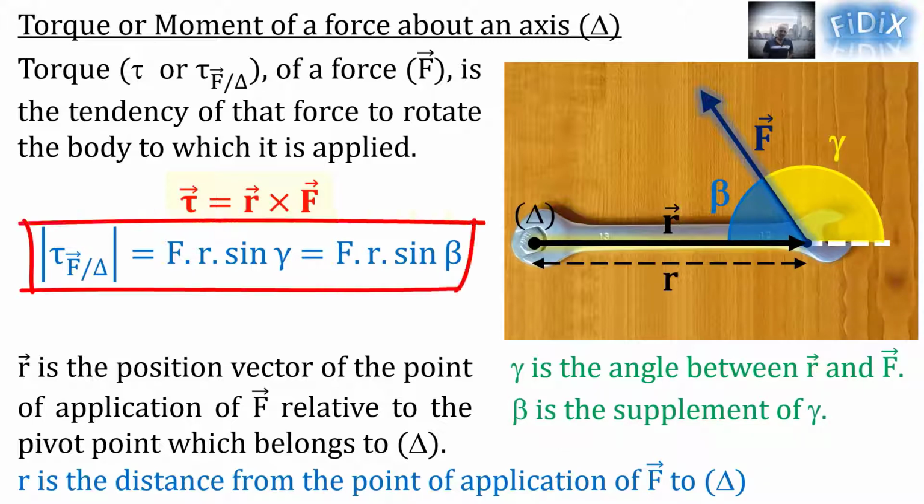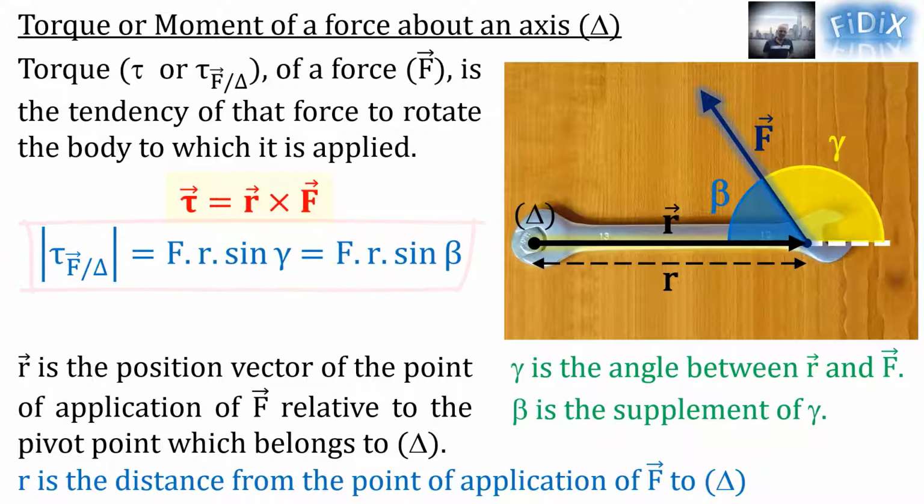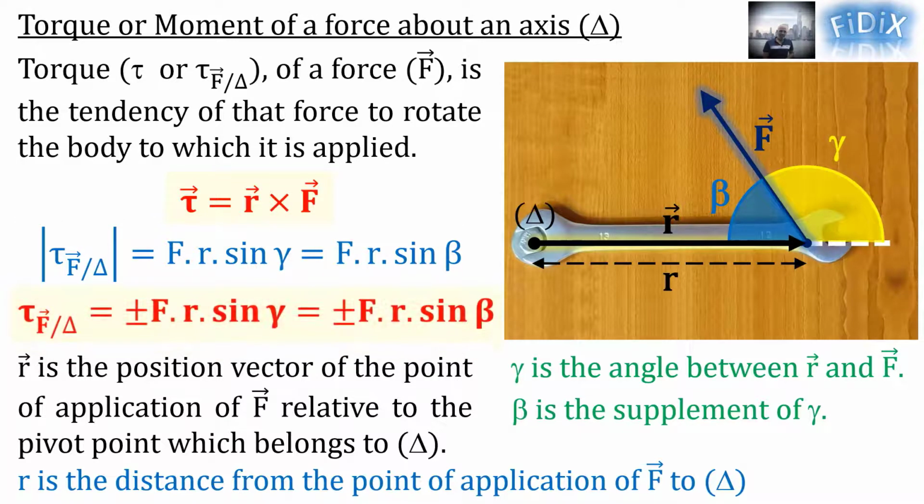This formula shows that torque is proportional to R and explains why door handles are placed the farthest possible from the hinges. To get the algebraic value of the torque, we remove the absolute value and we add plus or minus in the formula depending on the chosen positive sense of rotation.